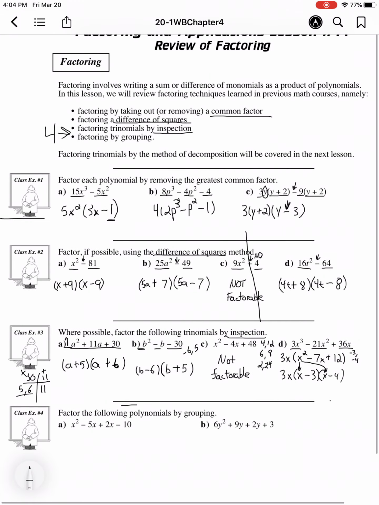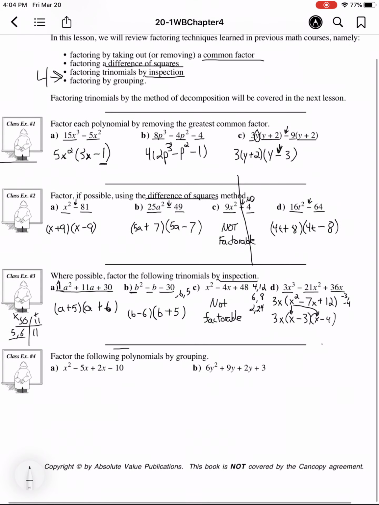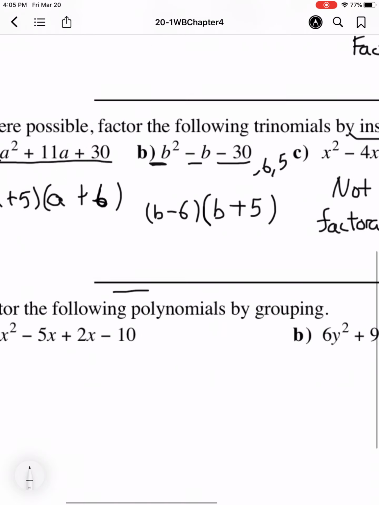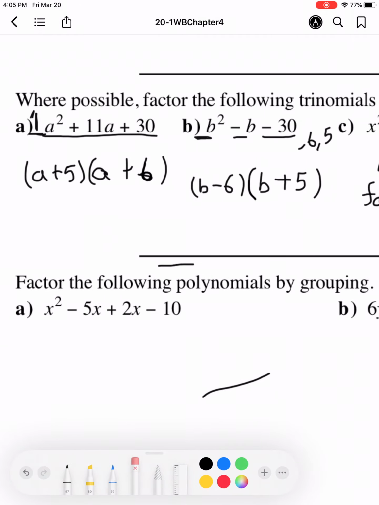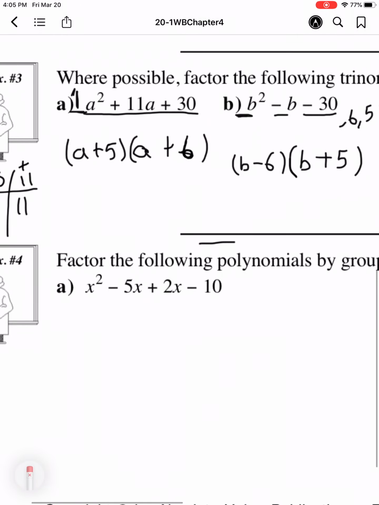Again, if you need to pause the video here to check that out, write it out. I'm sorry it's not the most neat writing, but I've definitely written worse before. Okay. All right, we're going to factor by grouping.